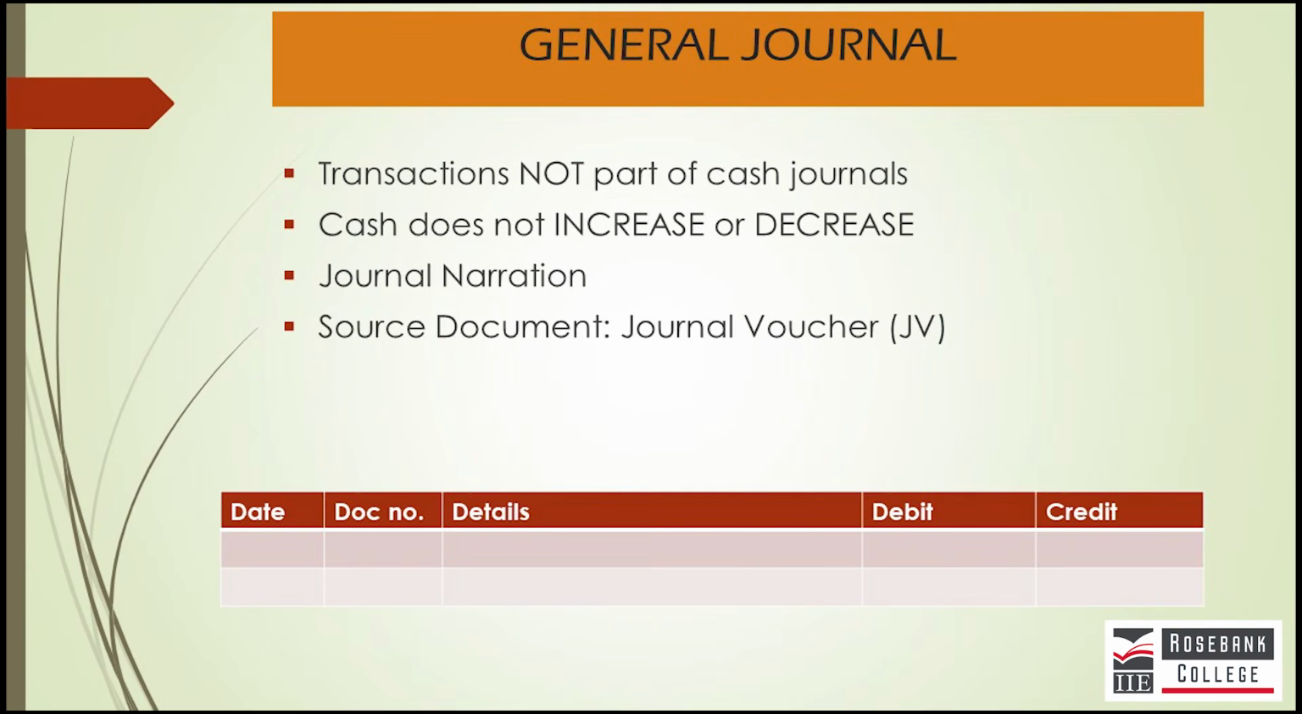Date is the date that the transaction occurred. Document number will always be JV, which stands for journal voucher. It is a source document used all the time for transactions recorded in the general journal. Details, you write the two accounts affected on that transaction and always start with a debit entry followed by a credit entry. On the credit and debit, we record amounts that decrease or increase accounts.